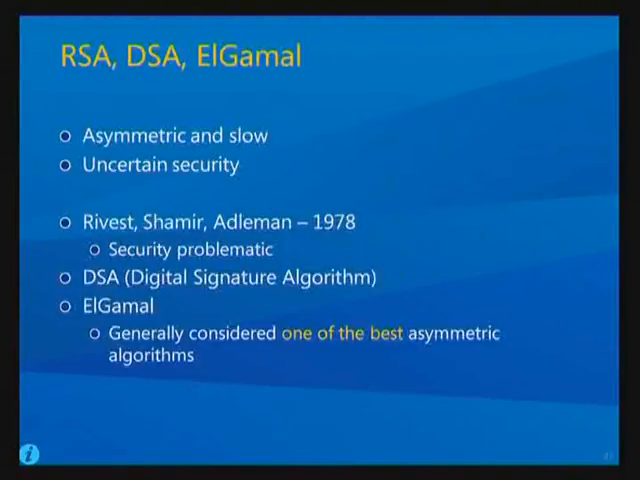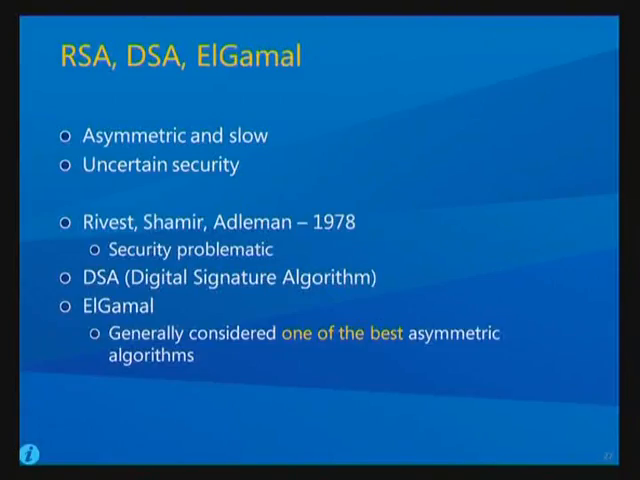RSA, DSA, and ElGamal, these are all asymmetric algorithms, and they are the workhorse of today's key exchange. Because they are slow, no matter how powerful our computers are, they are slow. We don't normally use them to encrypt data. We only use them to exchange the key with the other side.